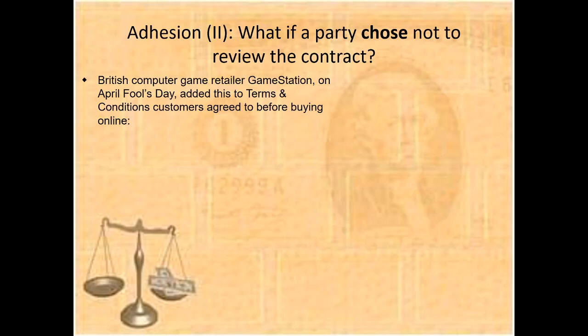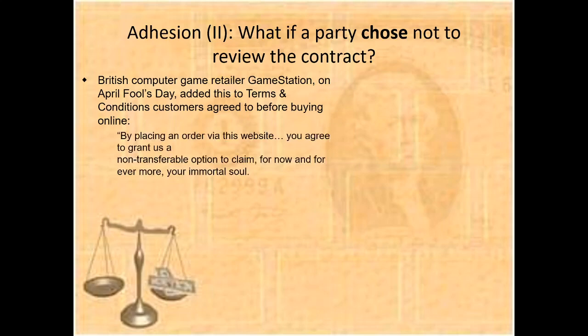Now, definitely, if you say you have agreed, then you are agreed, and it is none of the company's concern whether they are acting in good faith or bad faith. So we will see that. Another example which would be very interesting for all of you: a British computer game retailer, GameStation, on April Fool's Day added this to its terms and conditions, that the customer agrees to pay before buying online. They have written everything properly.